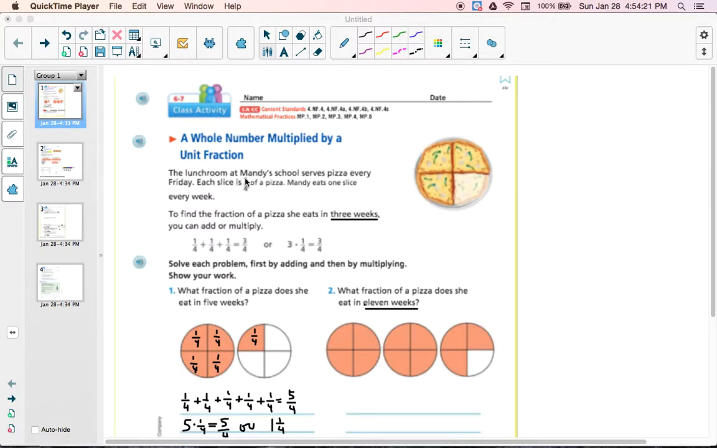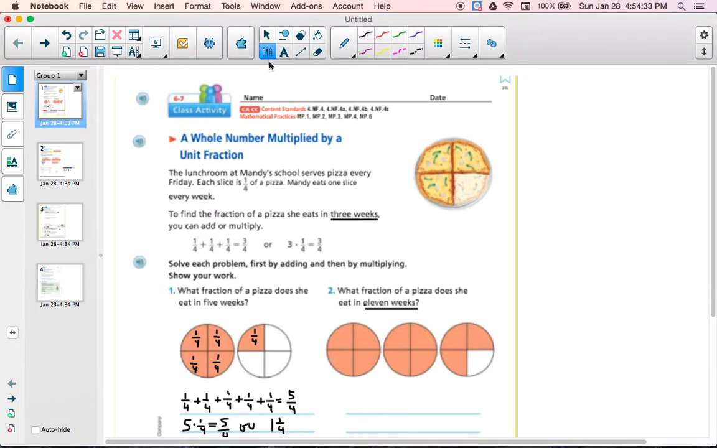So it says the lunchroom at Mandy's school serves pizza every Friday. Each slice is 1/4 of a pizza. Mandy eats one slice every week. So every week she eats 1/4 of a pizza. To find the fraction of a pizza she eats in 3 weeks, you can add or multiply. So in week 1 she eats 1/4, week 2 she eats another 1/4, week 3 she eats another 1/4. By week 3 she's eaten 3/4 of the pizza.